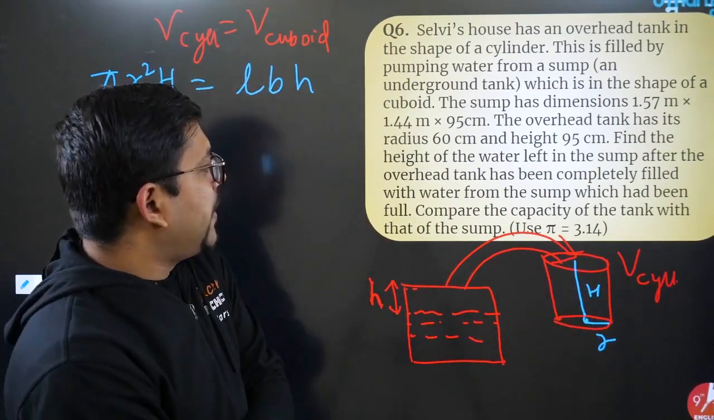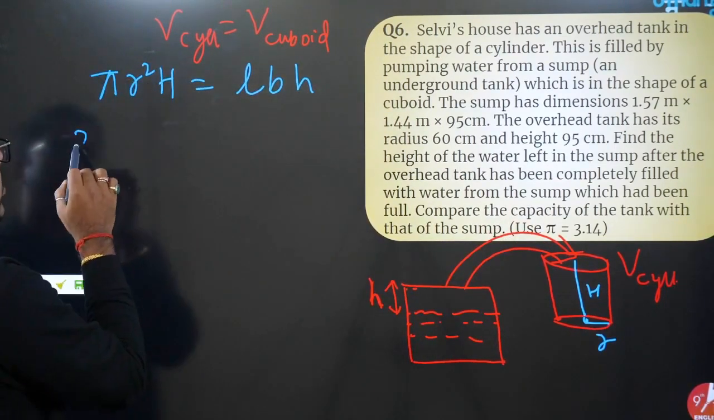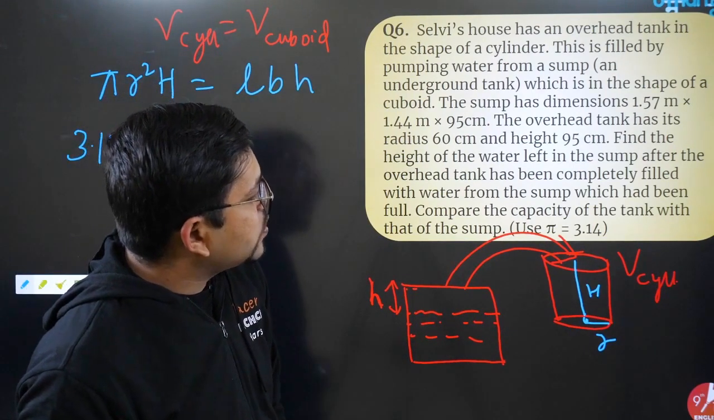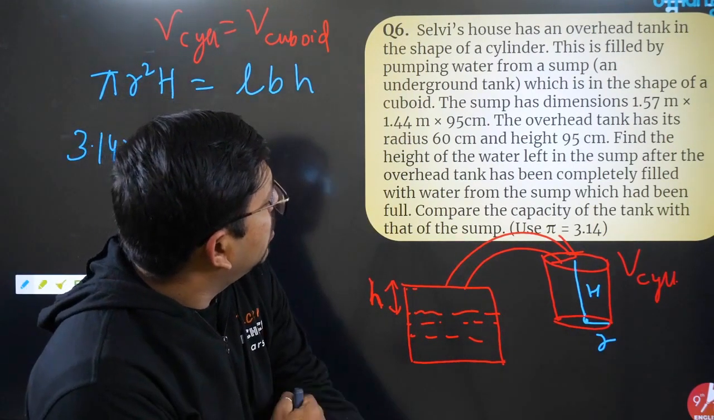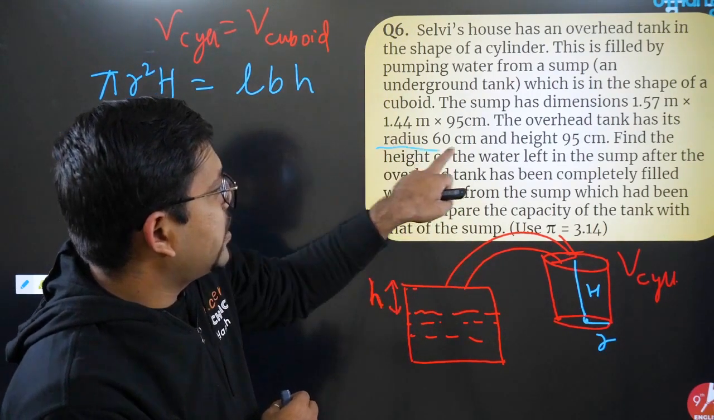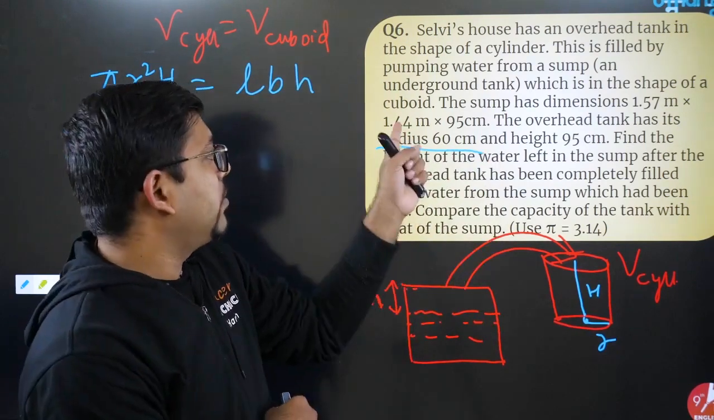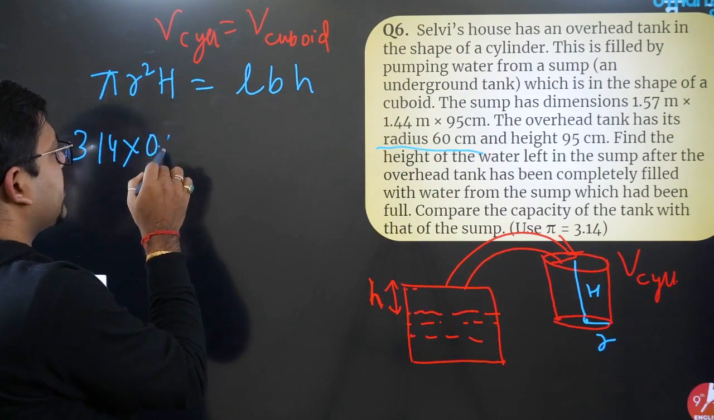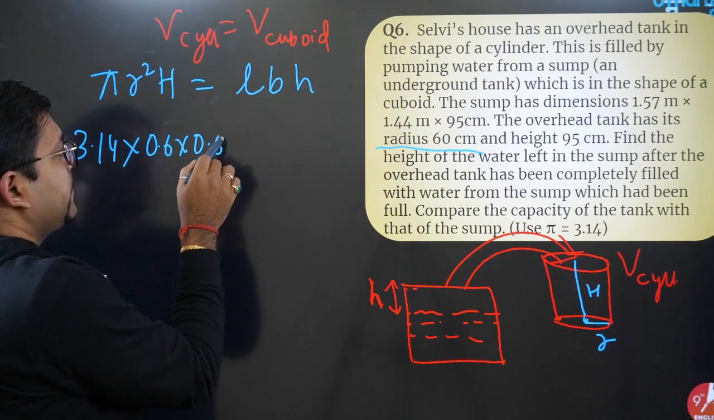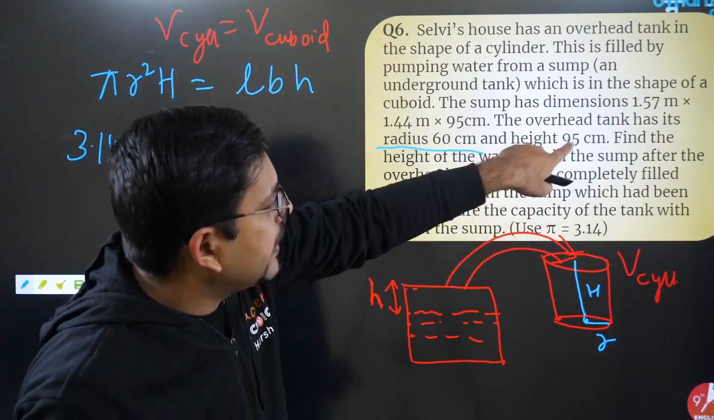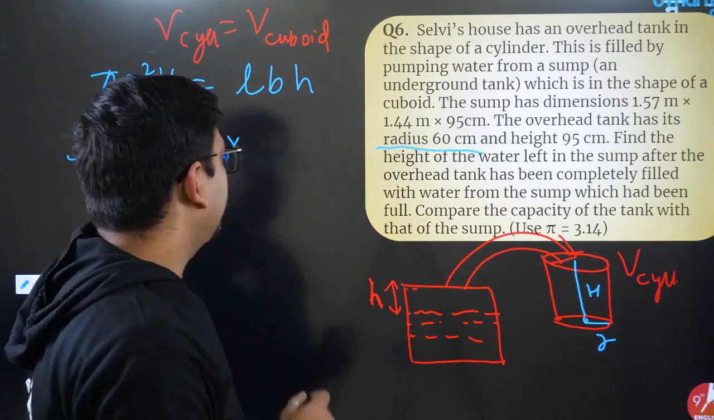Fine. So pi, let's put the value. Pi is 3.14 into radius square. Now what is radius square? So where is the radius dimension? Radius is 60 centimeter. We are taking everything in meter, so I'll take this also in meter, 0.6 meter. So I'll write 0.6 into 0.6 into height of the tank. Height is 95 centimeter, that is 0.95. Okay, 0.95.